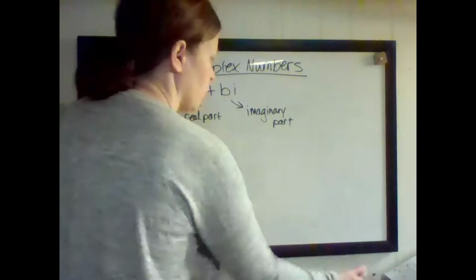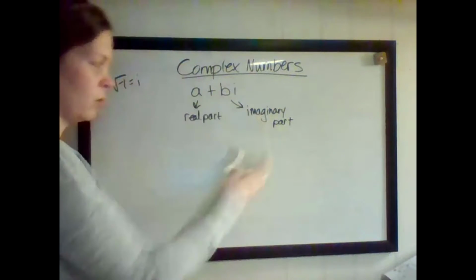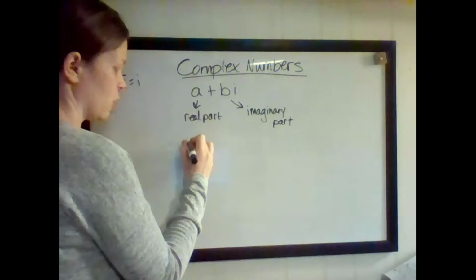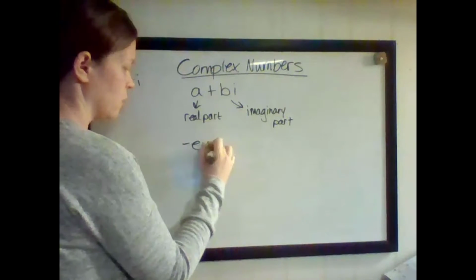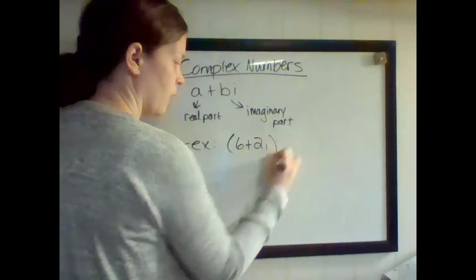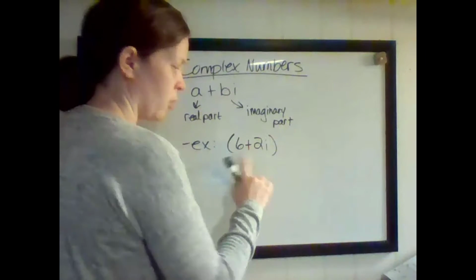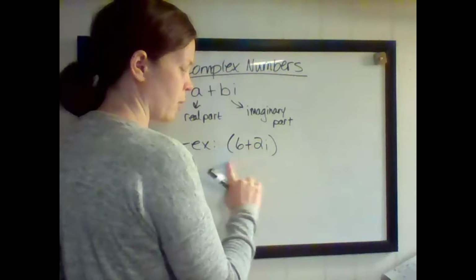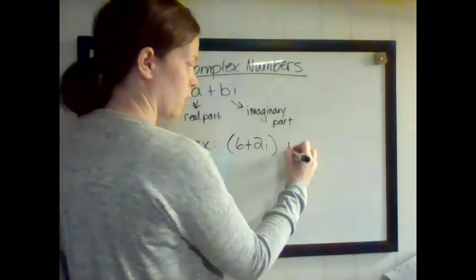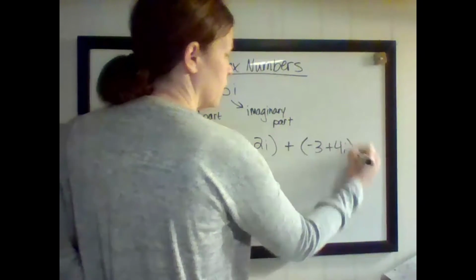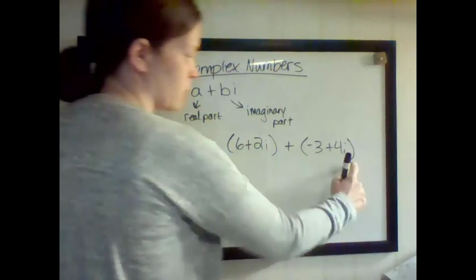So let's now talk about how to work with these as we see what they look like. Let's do some adding and subtracting ones. Let's say I've got 6 plus 2i. That is a complex number: 6 is the real part, 2i is the imaginary part. I'm putting it in parentheses to emphasize this is one number, and then I add it to -3 plus 4i. So this complex number plus this complex number.